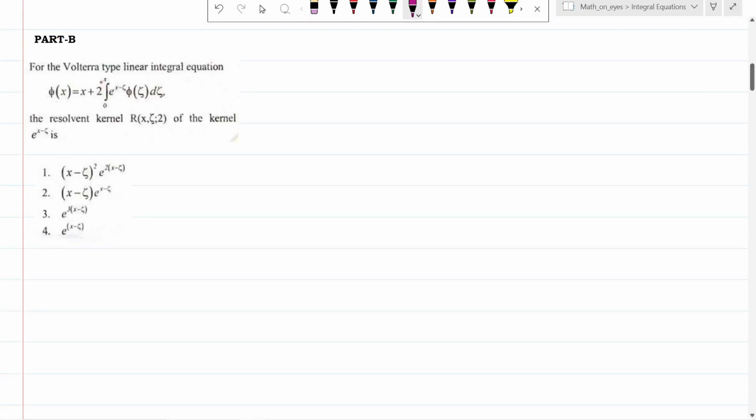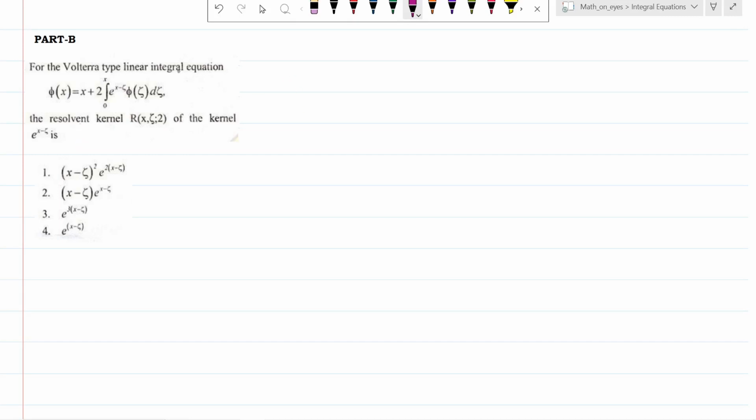Part B question: for the Volterra type linear integral equation, phi of x is equal to x plus 2 times the integral 0 to x of e to the power x minus zeta, phi of zeta d zeta, what is the resolvent kernel R of x comma zeta comma 2 of the kernel e to the power x minus zeta?